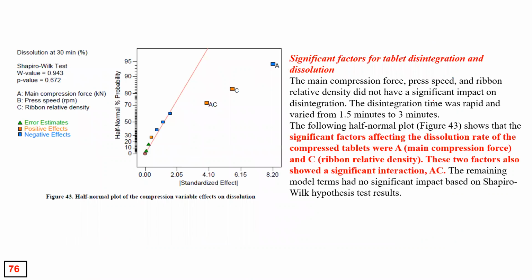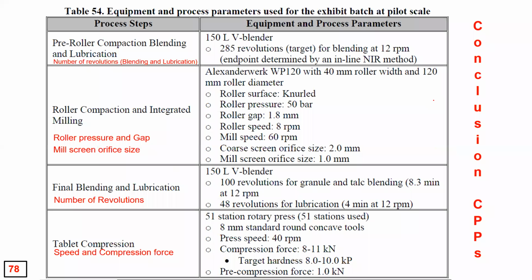And finally, they gave one piece of data that is very important. We have to understand it first, right? So what is the final conclusion? What they said is, in the pre-lubrication and blending before compaction, the number of revolutions for blending and lubrication was 150. Later, in the V blender, they used 285 revolutions for blending at 12 RPM. They used these for getting an ideal formula.